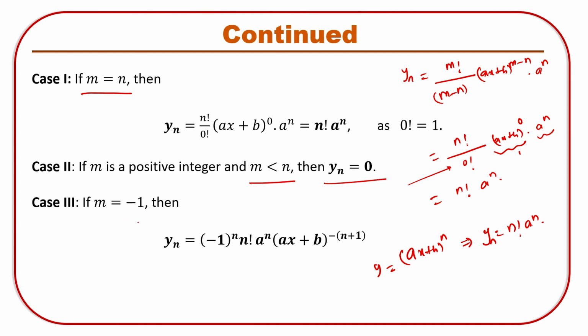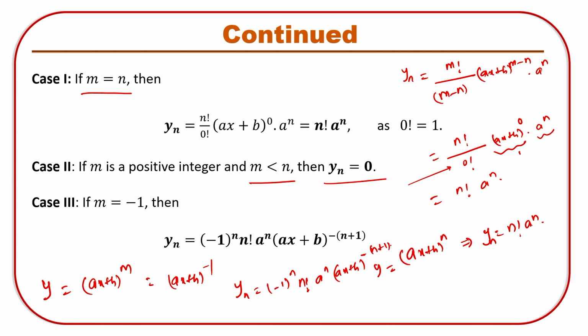If m equal to minus 1, then what happens? So, if you remember y equal to (ax plus b) power m, right. So, m equal to minus 1 will give you (ax plus b) power minus 1, and you need to find out the nth derivative. Therefore, this is going to be (minus 1) power n, factorial n, into a power n, into (ax plus b) power minus (n plus 1). That will be your answer, right.